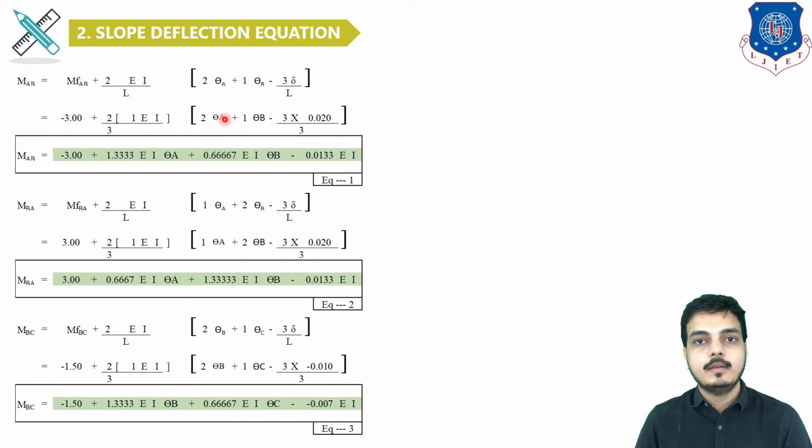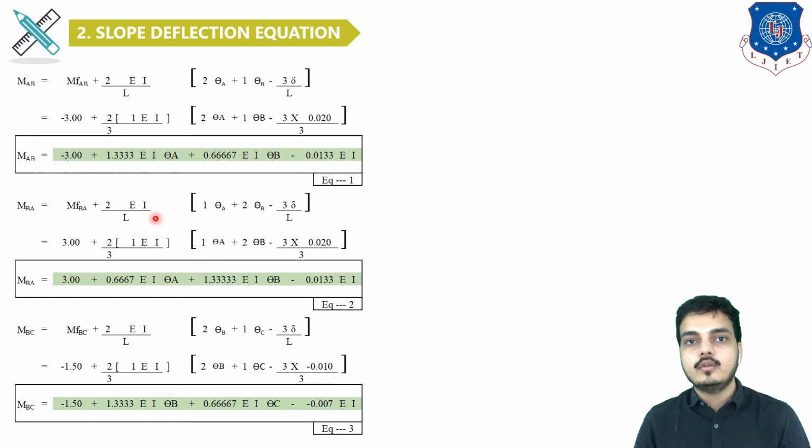2 by 3 multiplied by 2, I will be getting 1.33 EI theta A. 2 by 3 multiplied by 1, I will be getting 0.667 EI theta B. Then 3 by 3 into 0.02, ultimately the 3 is gone. 0.02 multiplied by 2 by 3 will give 0.0133. This negative came from over here.